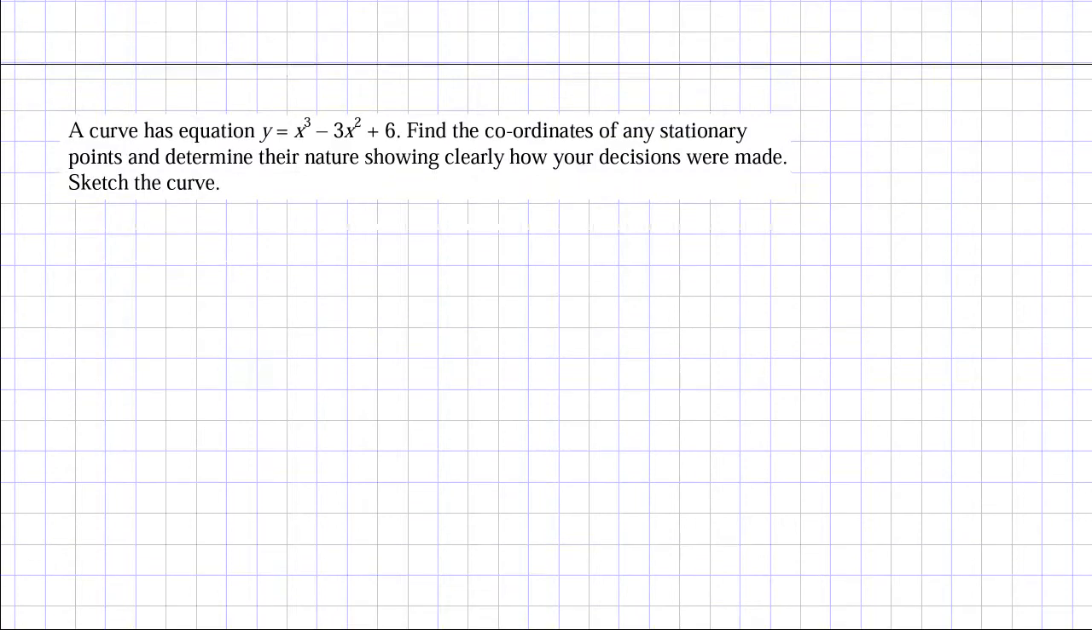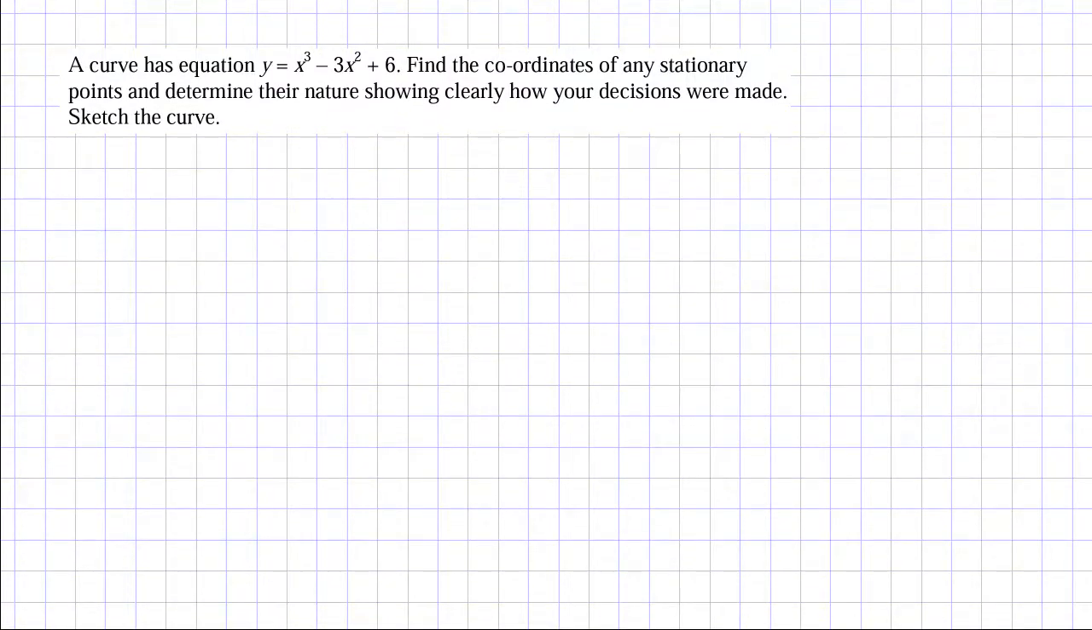Okay, so here's another question. We can do this one. So we have a curve has equation y equals x cubed minus 3x squared plus 6. Find the coordinates of any stationary points and determine their nature, showing clearly how your decisions were made. Okay, and sketch this curve.